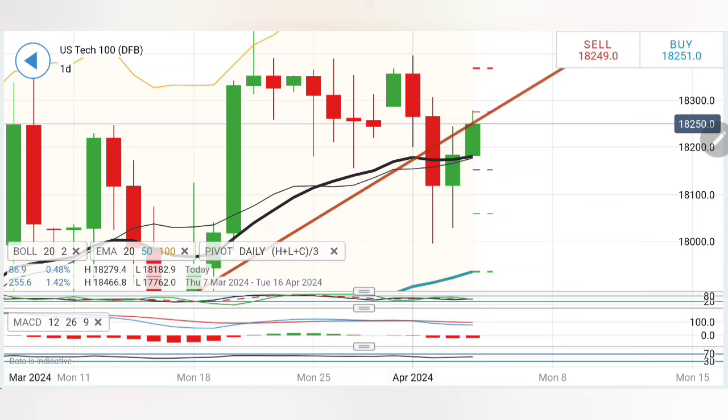Below 18,180, 170 levels is where we can look forward to 18,140 and 18,100 as the two support levels. And if it breaks below 18,100, you can say now NASDAQ 100 is turning bearish and a sharper drop will be seen.